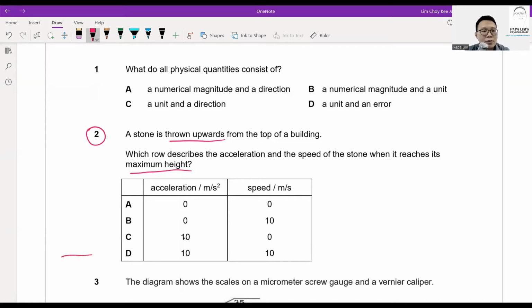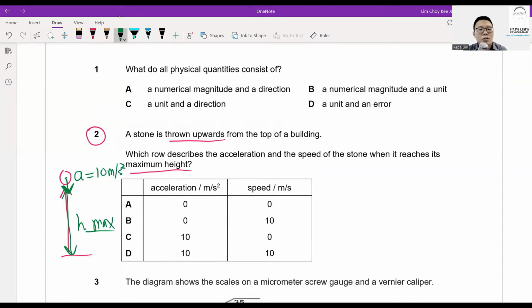For example, if I have a stone thrown all the way up, at maximum height, of course the obvious one is that the height will be the maximum. The height here is max. Then at maximum height, the only influence it has at this moment is gravity, the gravitational field strength, the Earth's pull. So the acceleration experienced at this point is the gravitational field strength, which is 10 meters per second squared.